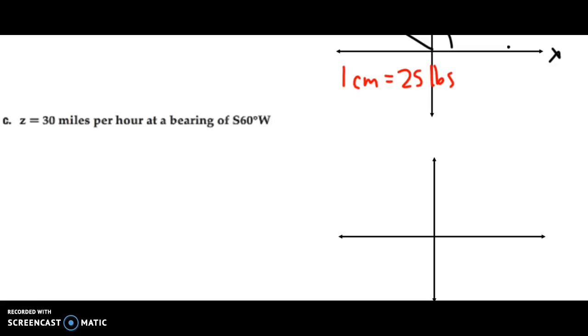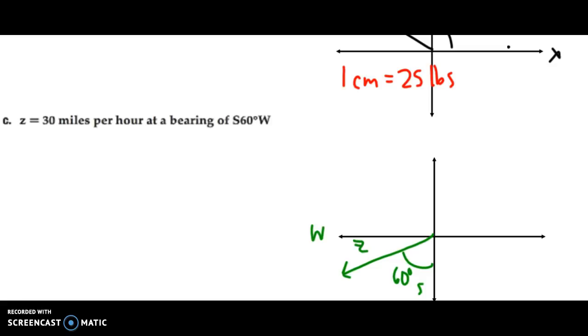Okay? Letter C. Z equals 30 miles per hour at a bearing of south 60 degrees west. So I'm going to start from the south, okay, and I need it to go 60 degrees towards the west. So I draw my angle. This way is 60 degrees south of west. Okay, so that's my 60 degrees right there, and I'd label it as Z.